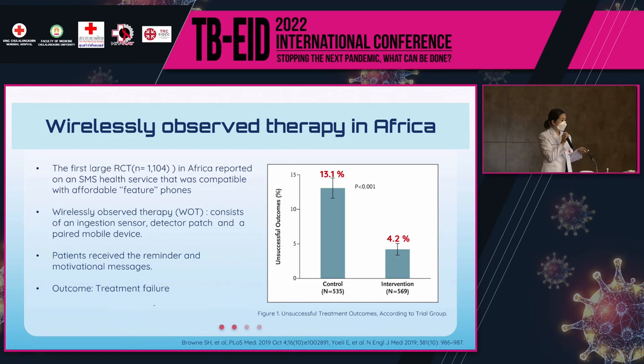On the right-hand side is a bar chart where you can see the unsuccessful treatment outcome was lower in the intervention arm, about 4.2%, compared to the control arm, about 13%, with statistical significance.